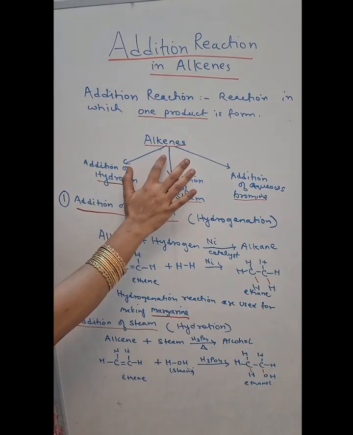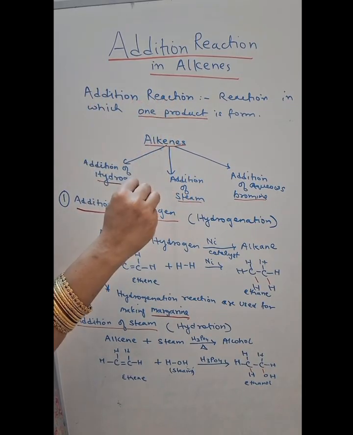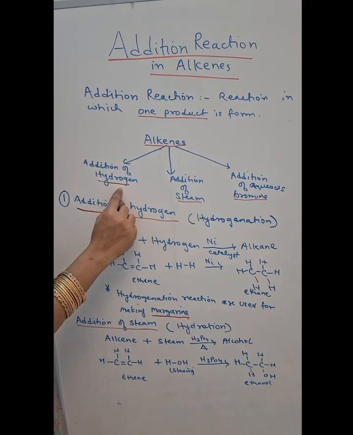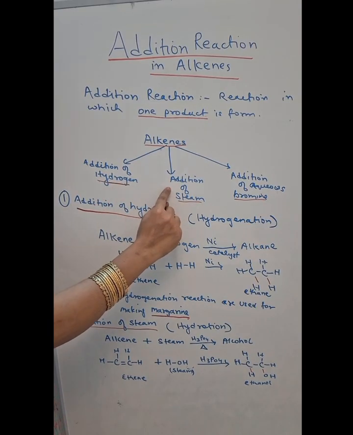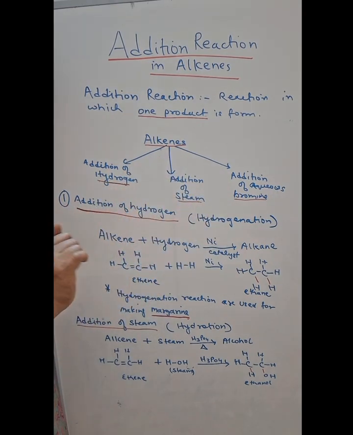Okay. Now alkenes, we need to know three types of addition reaction in alkene. Number one, addition of hydrogen. Number two, addition of steam. And number three, addition of aqueous bromine. Okay. Now let us start with addition of hydrogen.